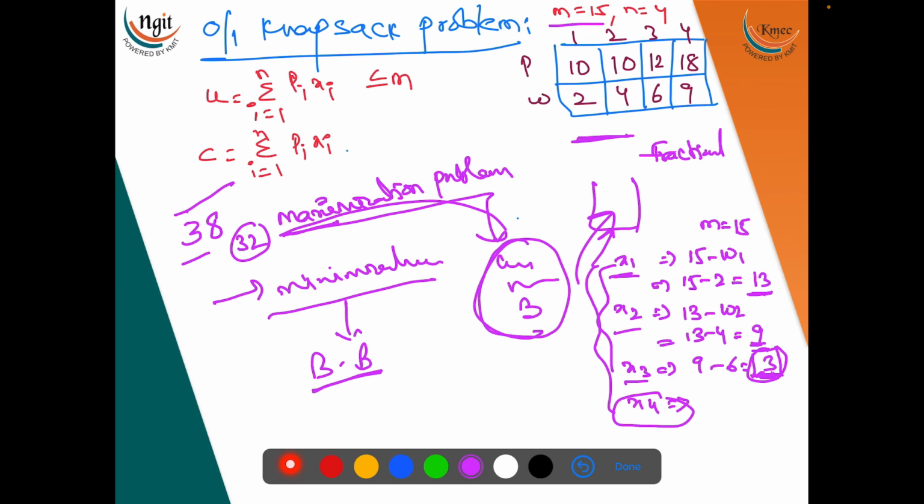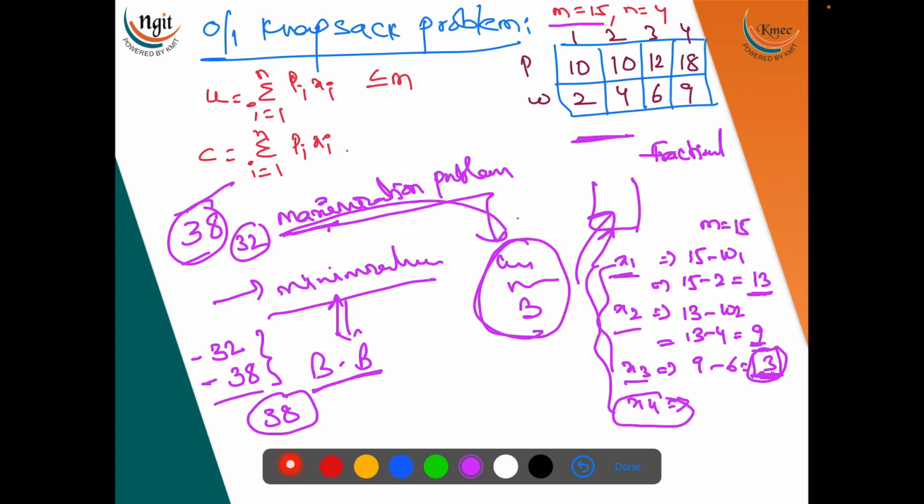Now what we'll do in branch and bound, to fulfill this constraint of minimization, is change the sign of it: minus 32, minus 38. In these two, which is minimum? Minus 38 is minimum. If it is a maximization, we'll consider 38. If it is a minimization, you are also considering 38.